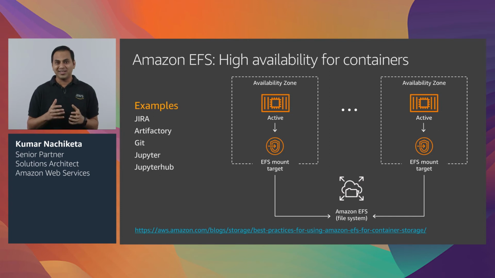So EFS is an excellent choice for such shared storage for containers. You don't need to monitor or provision storage as your persistent storage grows. It supports rapid failover and event-based provisioning, so you can scale container instances without reconfiguring the system. I want to point you to a blog. The URL is on the screen. It covers best practices for using Amazon EFS for container storage, if you are interested in knowing more.